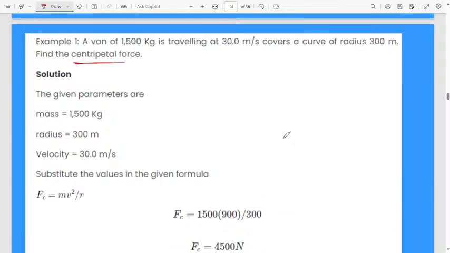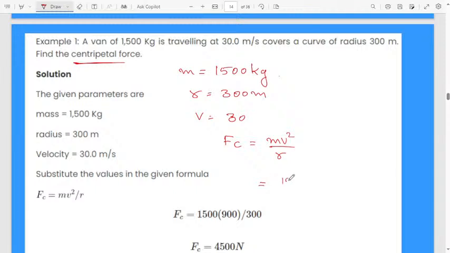Next, what you have to calculate: a van of 1500 kg. Here mass is given, 1500 kg. Then the radius is given, it will be 300 meter. Then this van of 1500 kg is traveling at 30 meter per second. Velocity is given as 30 meter per second. Then you know the formula to calculate the centripetal force: Fc is equal to mv square divided by r.